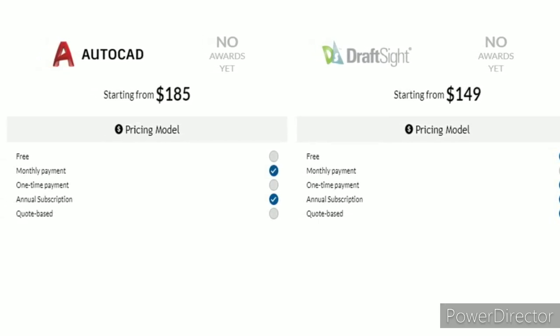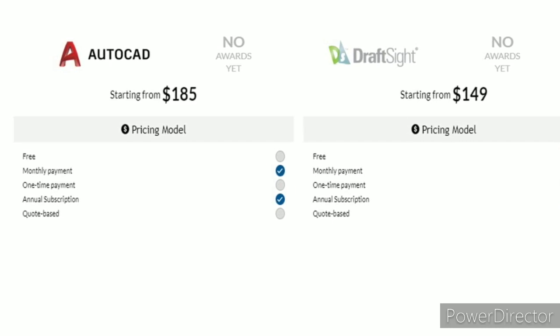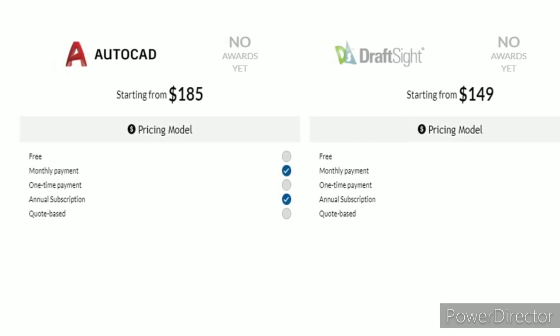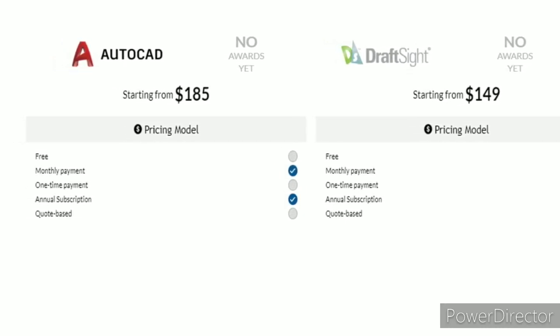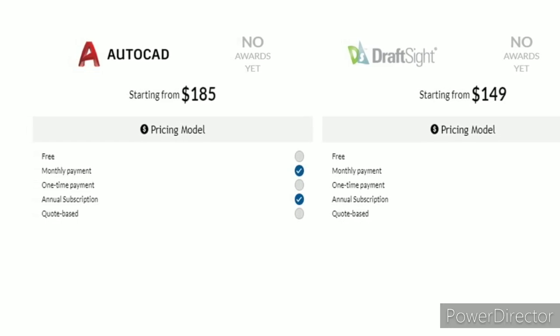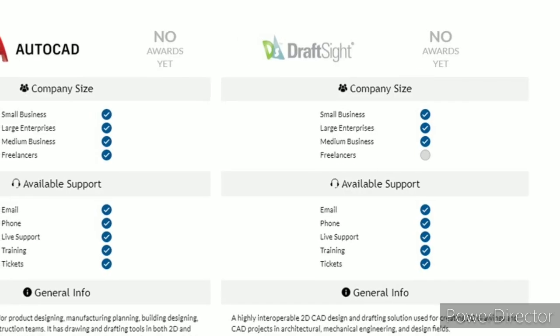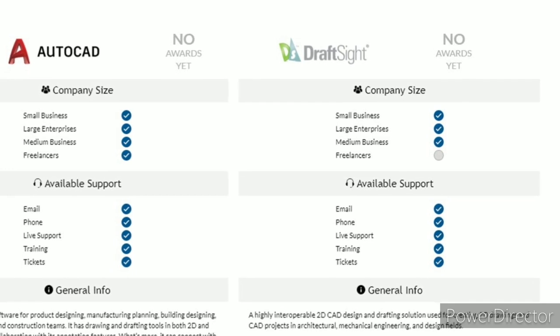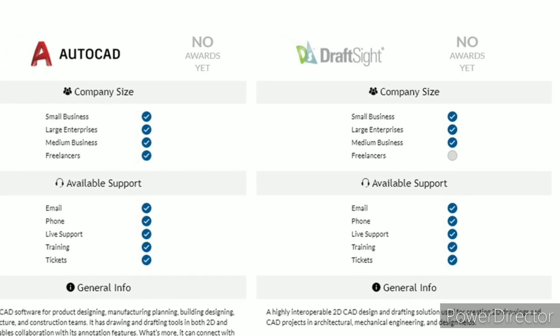Draftsight pricing is available in the following plans. Draftsight Professional, $149 per license per year. Non-subscription, $299 per license.